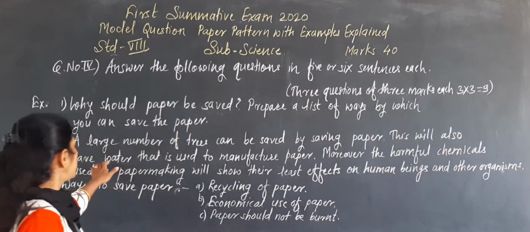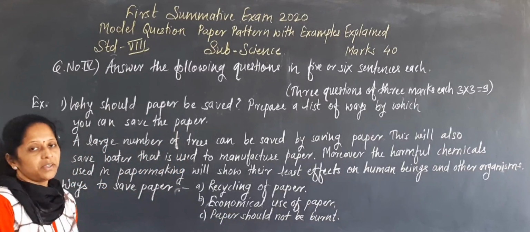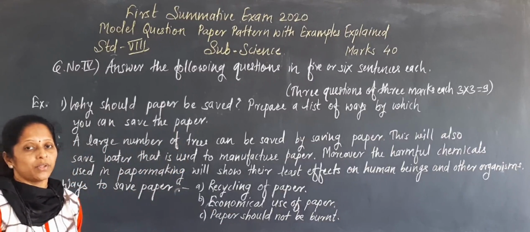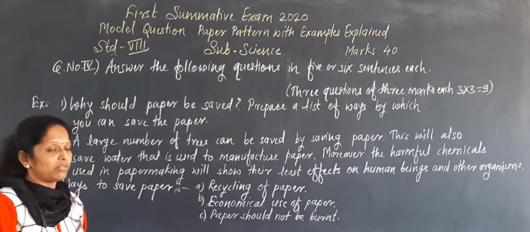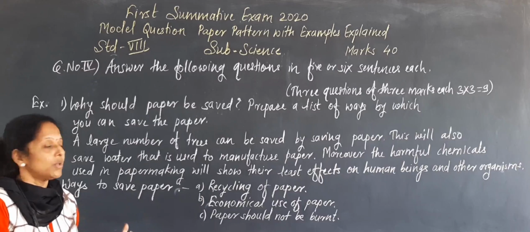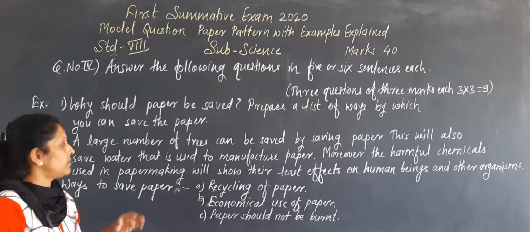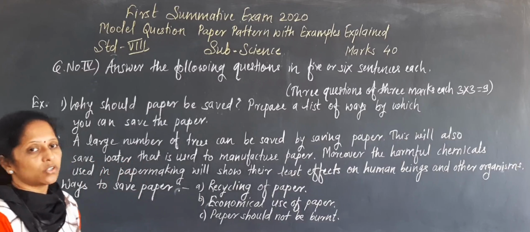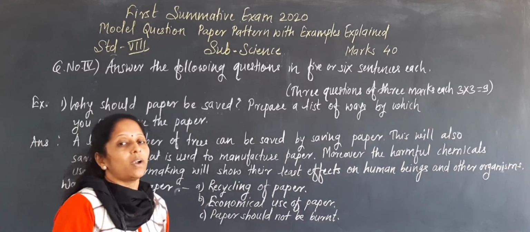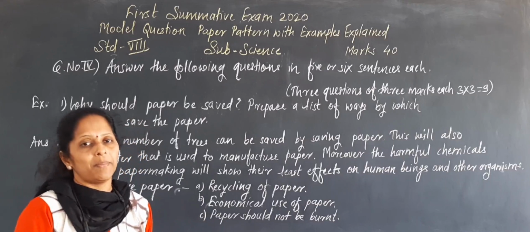This will also save water. See, water is also so important, for the water quantity, the ground level, and the roots which are absorbed by the plants. So, this will also save the water that is used for the manufacture of paper, because water is necessary for manufacturing paper.